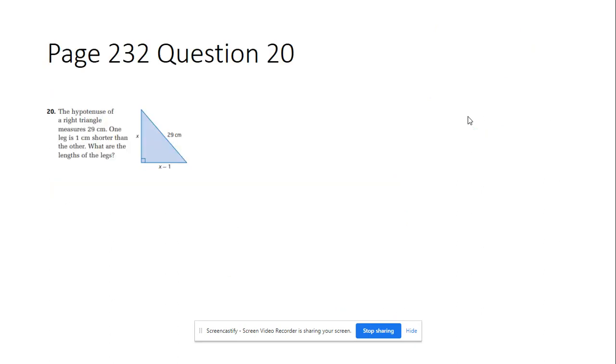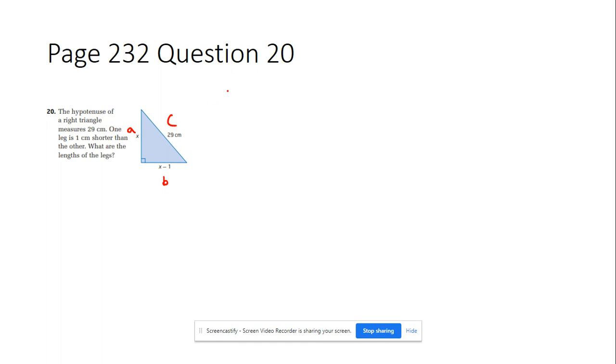Okay, question page 232, question 20. The hypotenuse of a right triangle measures 29 centimeters. One leg is 1 centimeter shorter than the other. What are the lengths of the legs? So the idea over here, if we have a right triangle ABC, we can use the Pythagorean theorem. We have a squared plus b squared equals c squared.